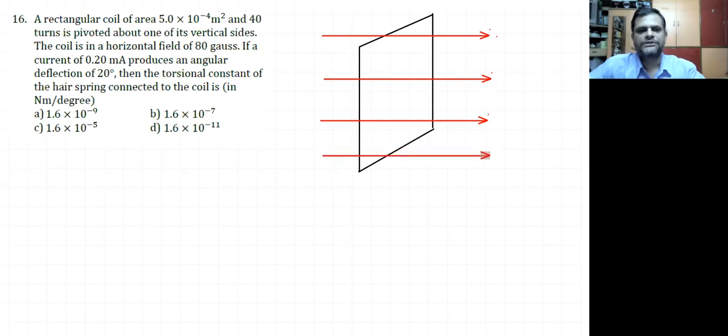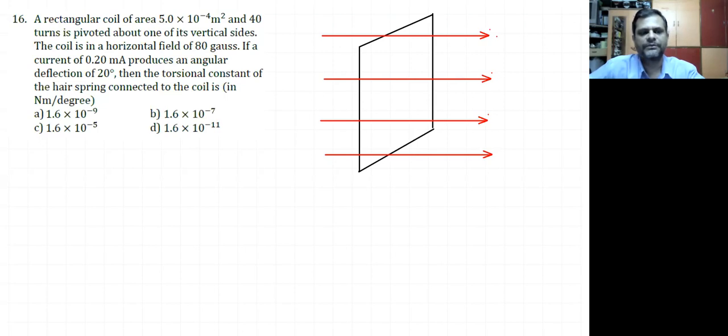अभी देखो ये गॉस जो है, तो Gauss is the SI CGS unit of magnetic induction, and also the current of 0.2 milliampere produces an angular deflection of 20 degree in the coil. Okay, तो इस coil के अंदर 20 degree इतना deflection वो produce करता है. Then what is the torsional constant of spring connected to the coil? Yes, so torsional constant मतलब हमको C निकाल के दिखाना है. Let us try to find it out.